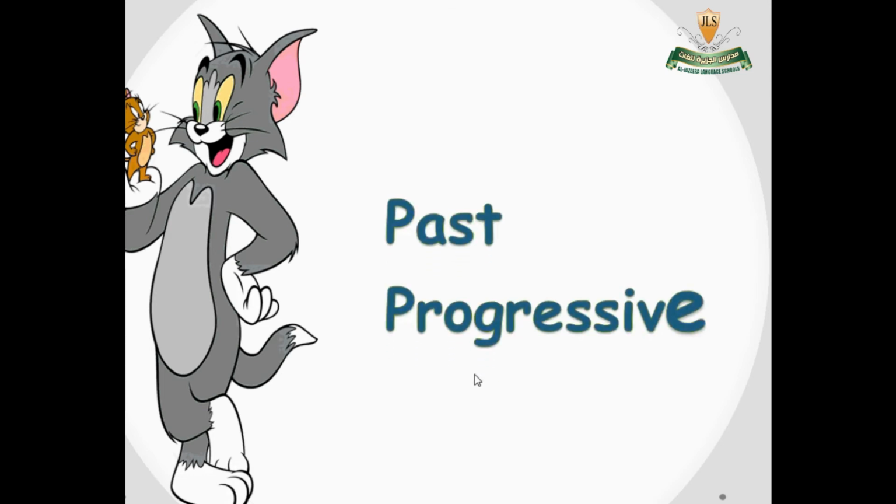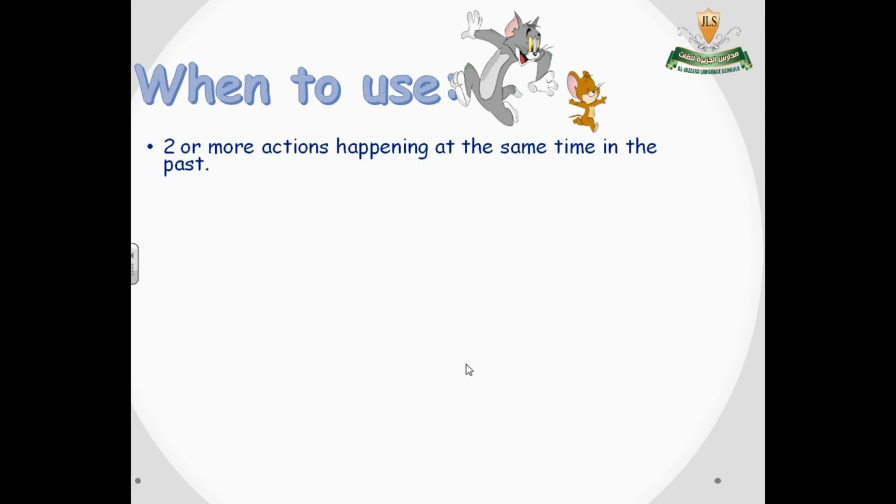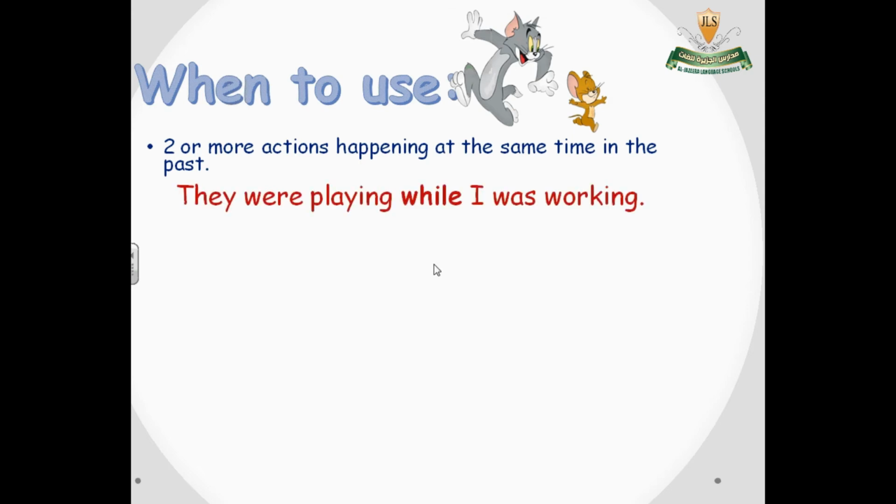We are going to explain the past continuous tense. As I know, the past simple is something that already happened. And what about the past continuous tense? Let us see it together. I also call it the past progressive. I use it when I'm talking about 2 or more actions happening at the same time in the past. They were playing while I was walking.